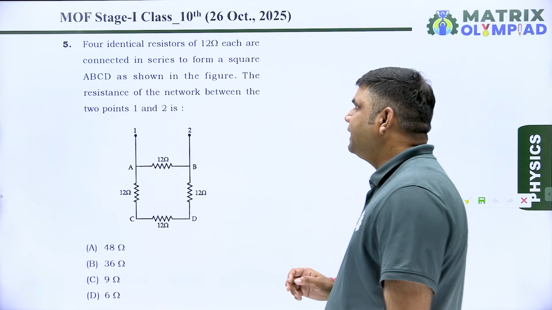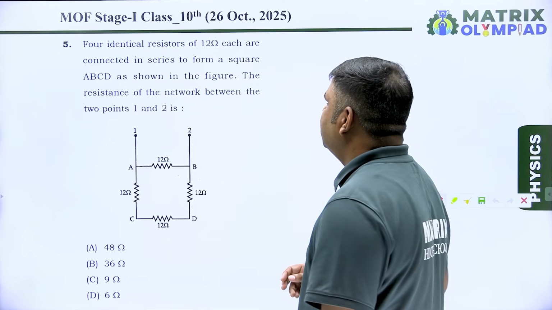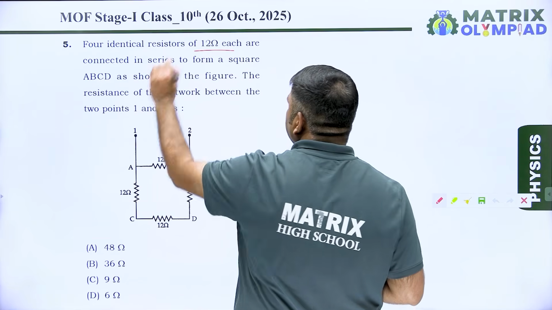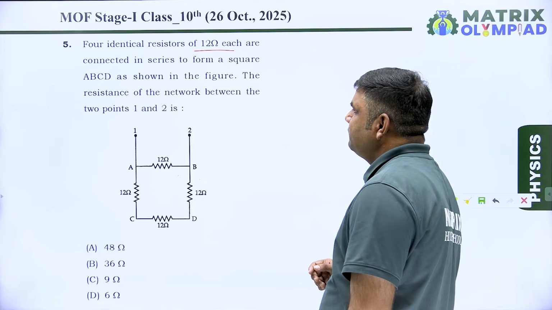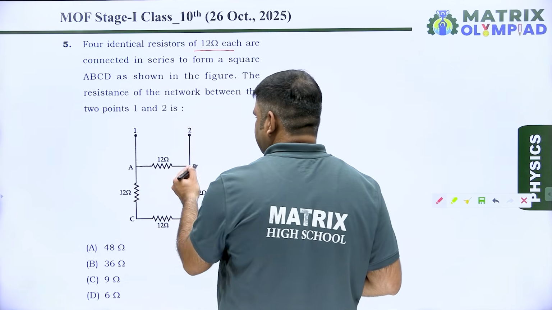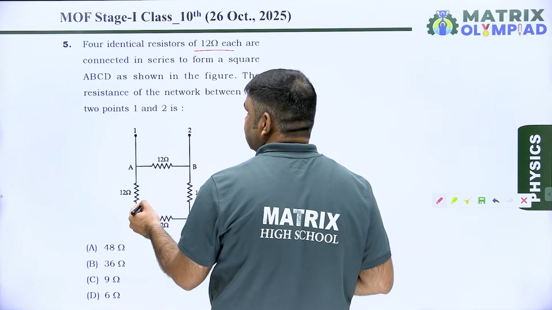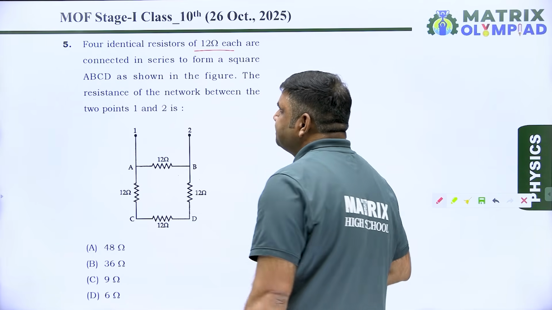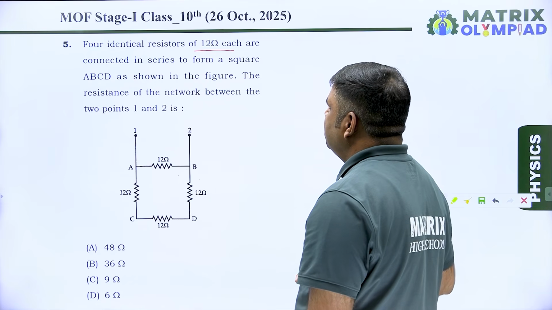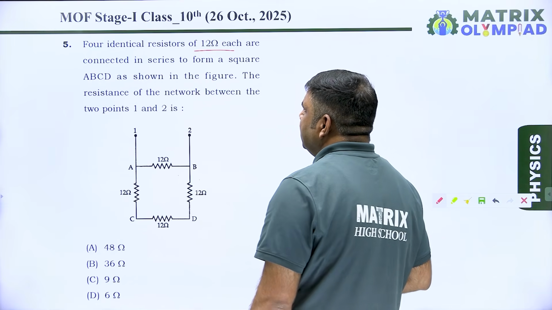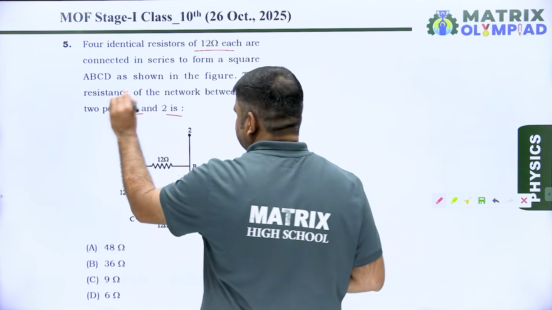In question number 5, we have 4 identical resistances each of 12 ohm connected in series to form a sequence ABCD, as shown in the figure. The resistance of the network between 2 points A first and second.